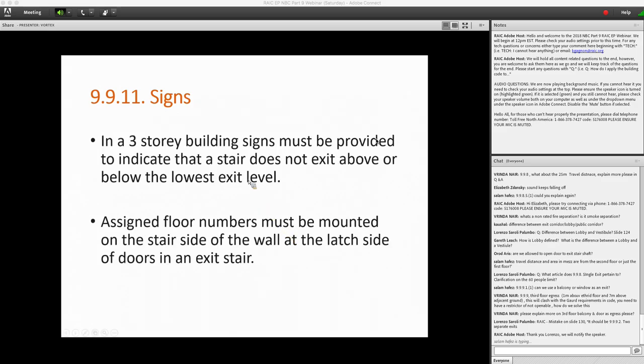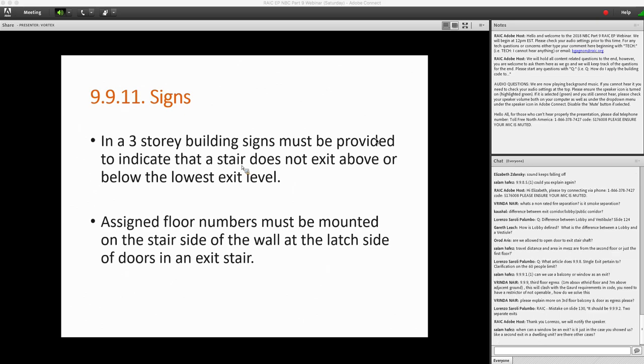Now, in a 3-story building, the exit signs must be provided to indicate that a stair does not exit above or below the lowest exit level. And this is to avoid any confusion when someone is using the exit stair. We are trying to make them aware that the exit stair does not lead to an exit at the roof level, and it does also not lead to an exit at the basement level. And then assigned floor numbers must also be mounted on the stair side of the wall at the latch side of doors in an exit stair.